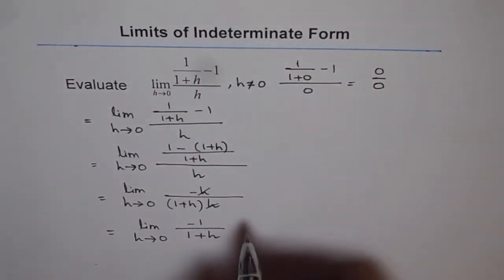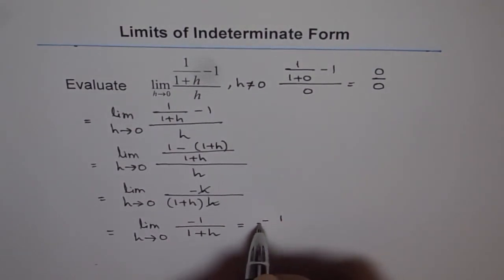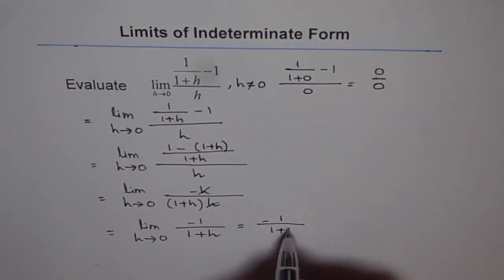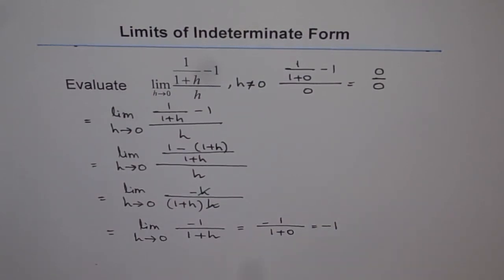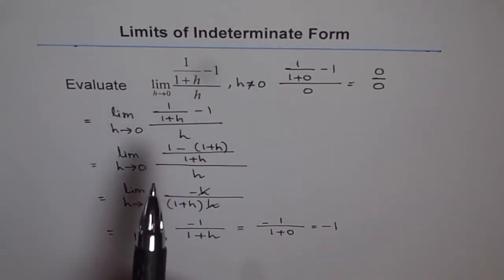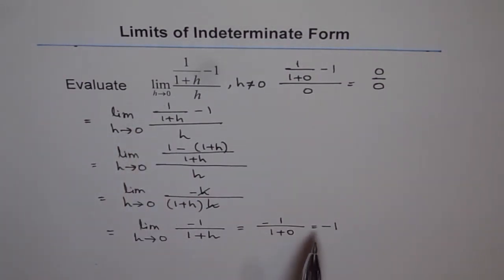So when you do that, you get minus 1 over 1 plus 0, which is minus 1. And therefore, the limit of this function as h approaches 0 is minus 1. It is to be noted that the function is not defined at 0. We have a hole there, but it is approaching a value of minus 1 from both sides, and therefore the limit exists, and it is minus 1.